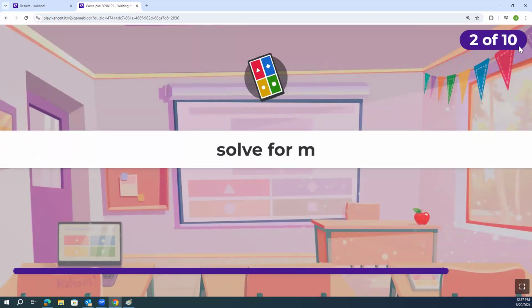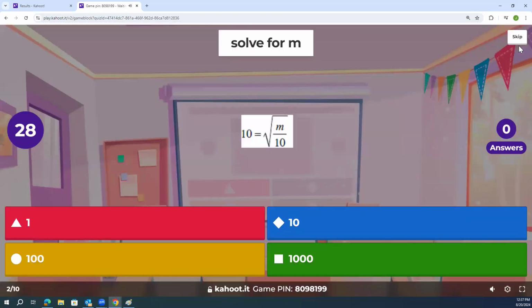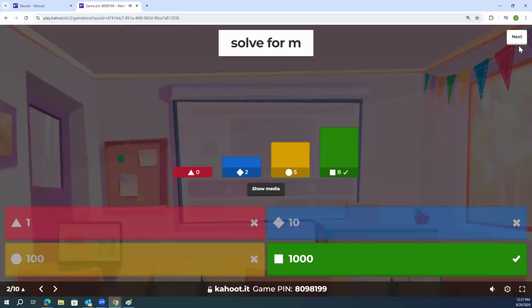Solve for m. Can you square both sides? So that'd be 100 on the left side. Then what's the next step? Cross multiply the 10. So it'd be 100, because 10 squared is 100, then multiply by 10. That should be 1,000, right? Okay. You can also start from the answer and plug it in and see if it works.